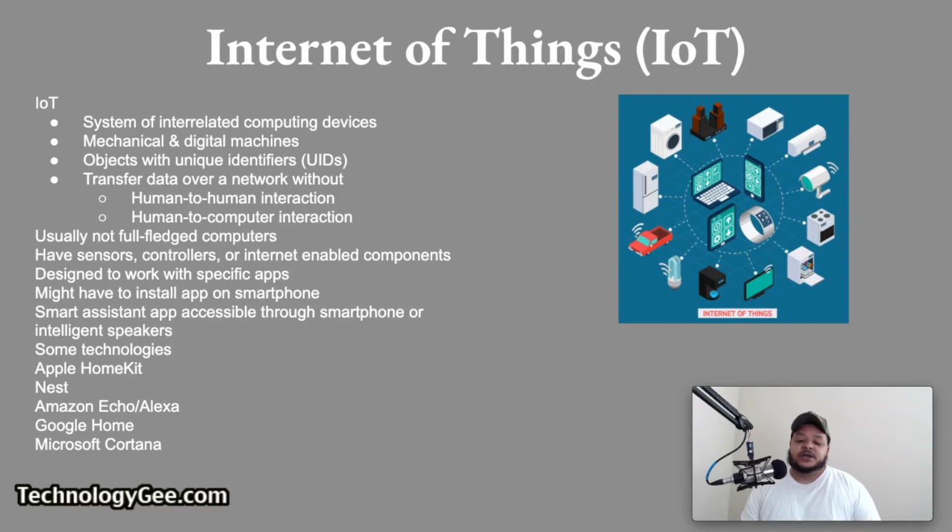The connection between home automation systems and you is typically a smart assistant app accessible through your smartphone or intelligent speakers. There are several competing technologies such as Apple HomeKit, Nest, Amazon Echo / Alexa, Google Home, Microsoft Cortana, and others. Fortunately, many products support more than one technology.